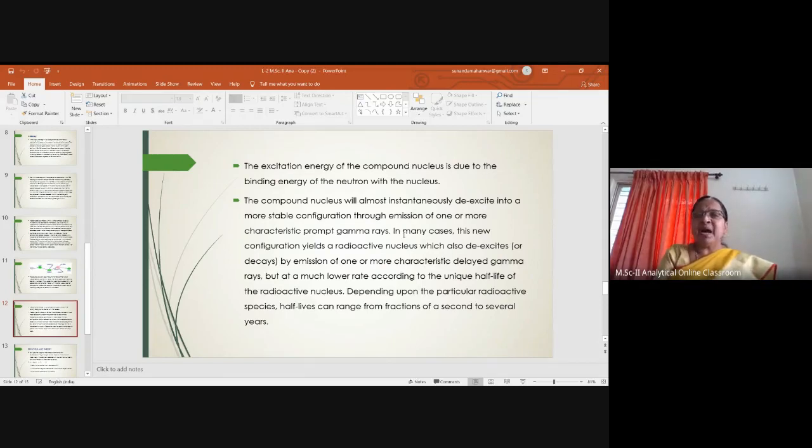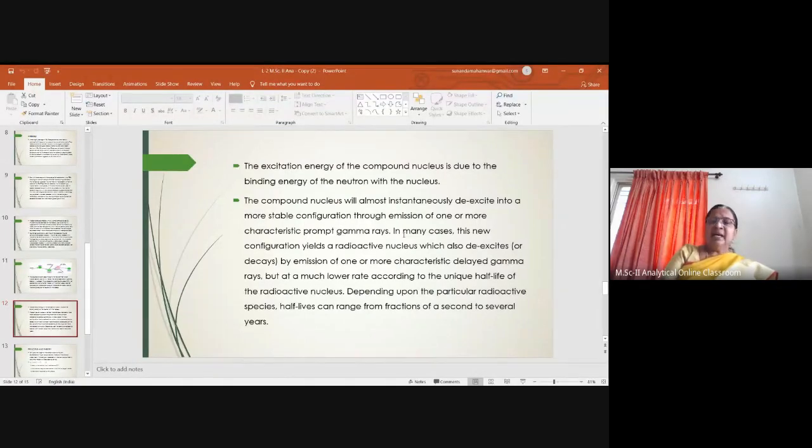those gamma radiations are known as the prompt gamma radiations. In many cases, this new configuration yields a radioactive nuclei which also de-excites or decays by emission of one or more characteristic delayed gamma rays, but at a much lower rate according to the unique half-life of the radioactive nucleus. Depending upon the particular radioactive species, half-lives can range from fractions of a second to several years.